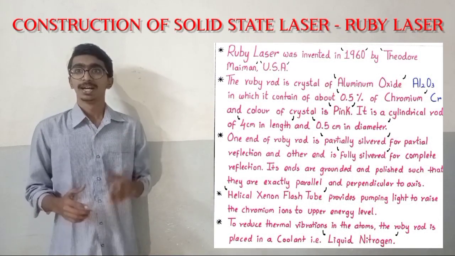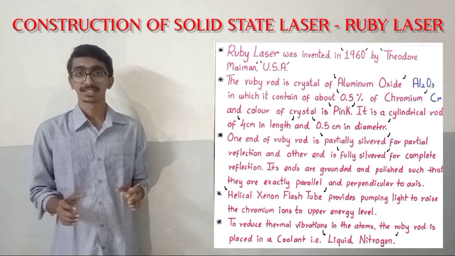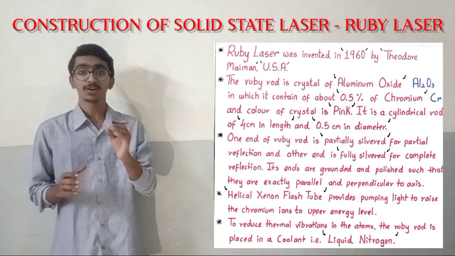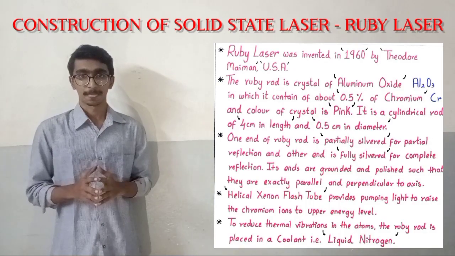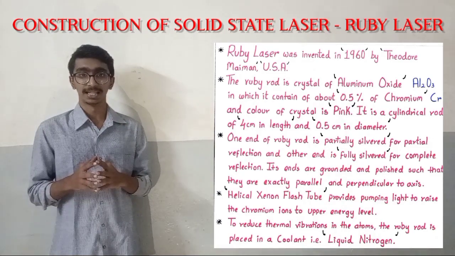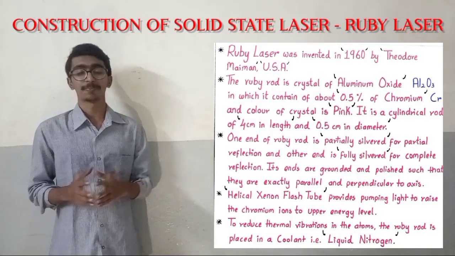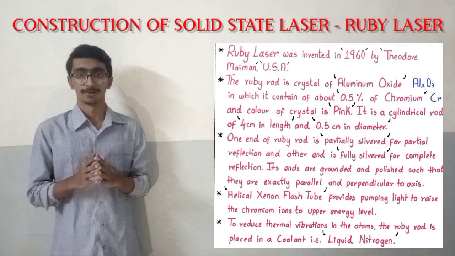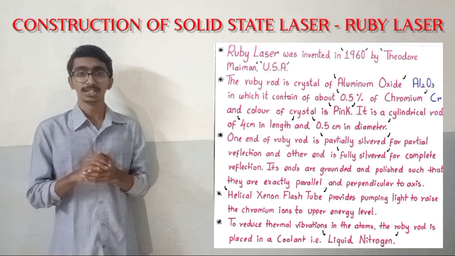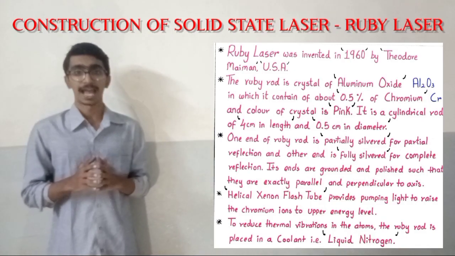The ruby rod is a crystal of aluminum oxide, Al2O3, which contains 0.5% of chromium, Cr, and the color of the crystal is pink. It is a cylindrical rod of 4 cm in length and 0.5 cm in diameter. The second major part is the ends of the rod. Both these ends of the rod are ground and polished such that they are exactly parallel and perpendicular to the axis.